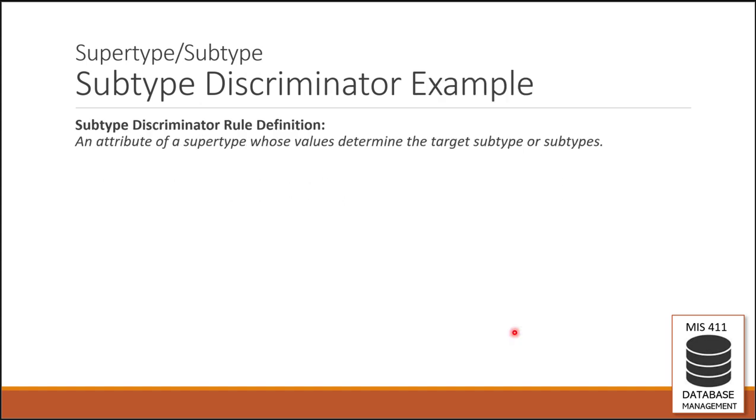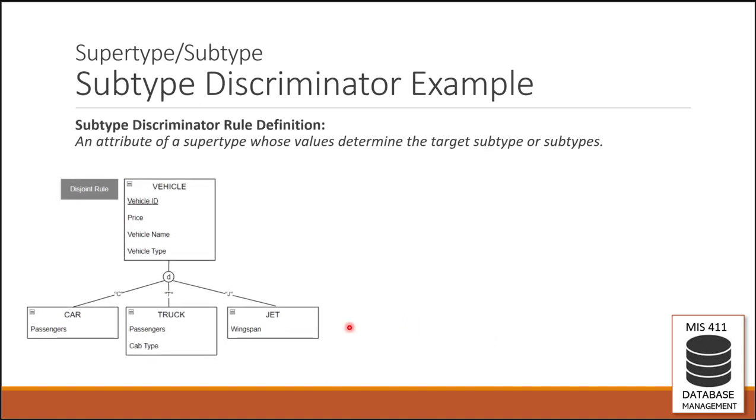So here's an example, or another example. We have the disjoint rule. We have a D, which means these are disjoint subtypes. A vehicle can only be a car or a truck or a jet. And so here we have the attribute in question. This is the subtype discriminator.